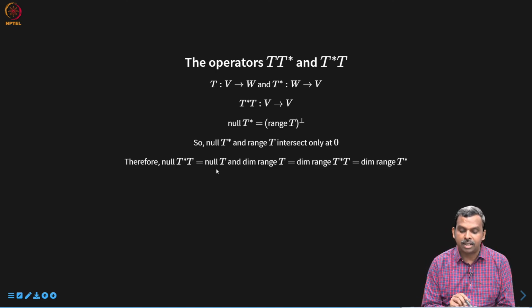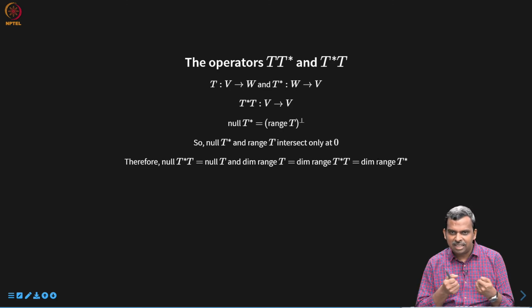So null of T star T is null of T, and the dimension of range of T becomes equal to the dimension of range of T star T, and we also know it's equal to the dimension of range of T star. So T, T star and T star T are all very closely related. Many of their properties will look very similar in some sense. So this is the high level feel for why that is true, and this is the reason.